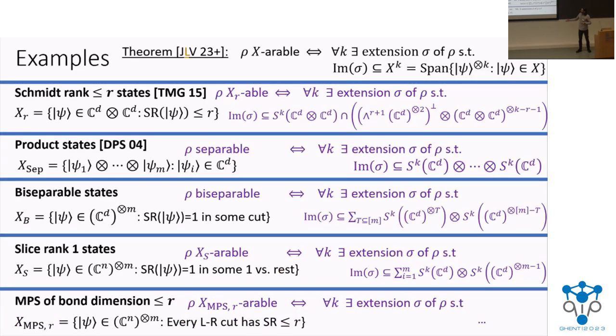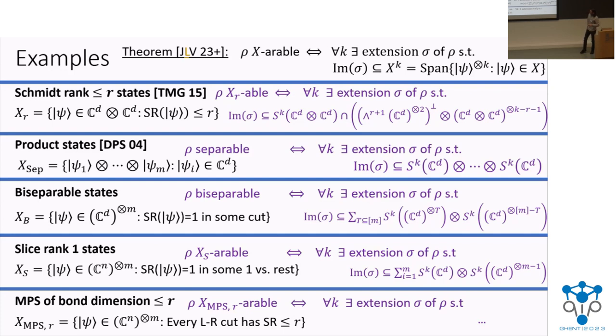So let's look at our examples. We obtain hierarchies for determining whether a state is exorable in all these natural settings. In particular, we reproduce this hierarchy of Gund, Moroder and Tone from 2015. And of course, the multi-party version of the DPS hierarchy, as well as a hierarchy for biseparable states. This means that you're showing that your state can be written as a convex combination of pure states, each of which is biseparable.